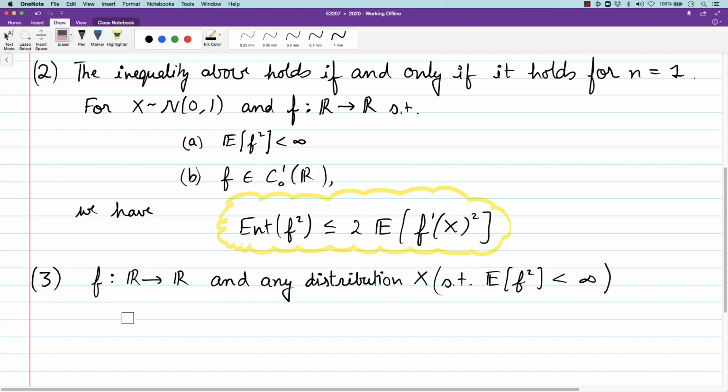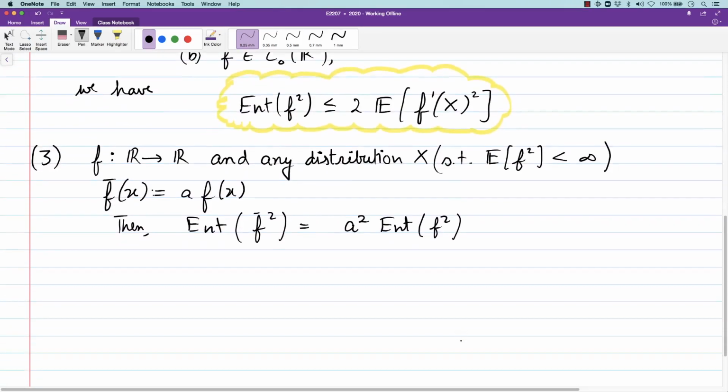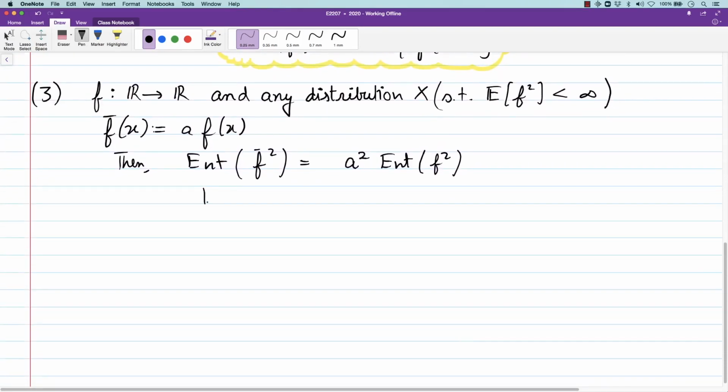So consider this function f, and now consider another function, let's call it f bar of x, which is just a times f of x. So this is the definition. Then the entropy of f bar squared is equal to, this is something you can easily check, a squared times the entropy of f squared. And clearly the gradient of f bar is equal to a times the gradient of f.